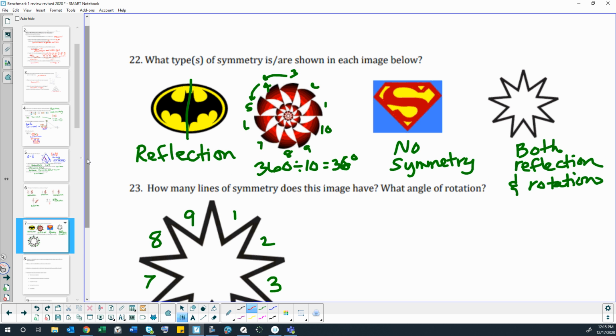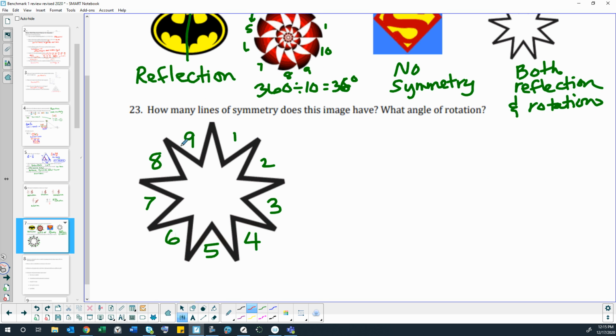We're going to look at this one that has both right here. I counted up the number of repeats in the pattern and there are 9. So that tells me there are going to be 9 lines of symmetry.